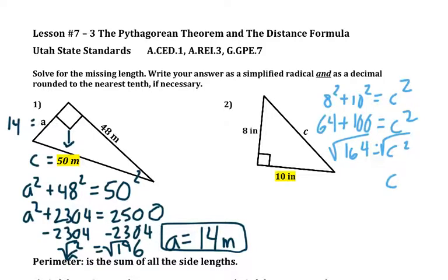That gets rid of our square. So we get c equals, now this one might not come out right. Let's go ahead and put in our calculators the square root of 164. And we get 12.8 as our decimal approximation. So I'm going to go ahead and change this equal sign to an approximate sign. Now we want to look for the exact, so the simplified radical expression, for the square root of 164.